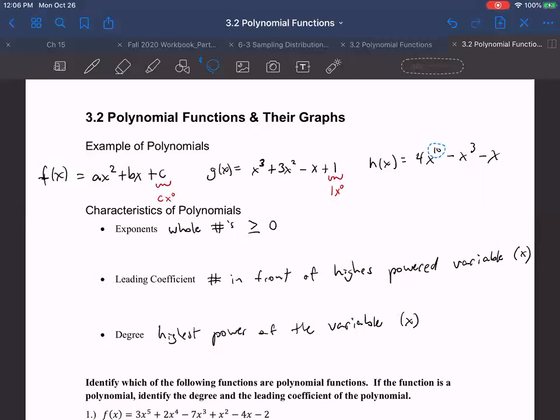Now, don't pay too much attention to the order. I could write this same one as negative x cubed plus 4x to the 10th minus x. And even if I wrote it this way, it is still degree 10, because that's the largest number we're looking at. Now, typically they are written from greatest exponent to least, but they don't have to be. So just be careful of that.